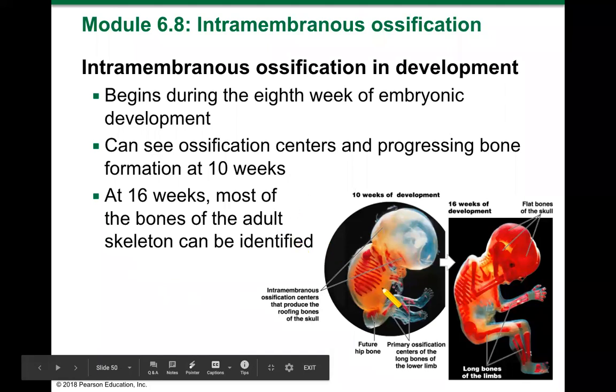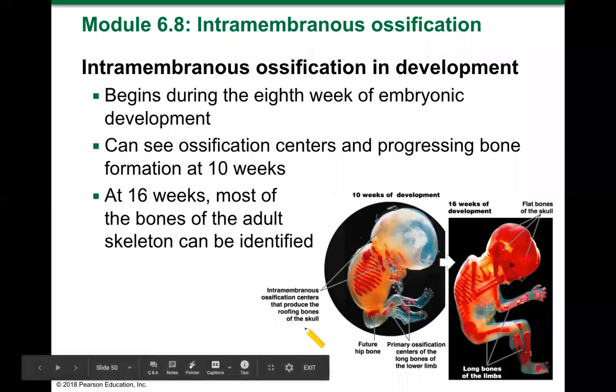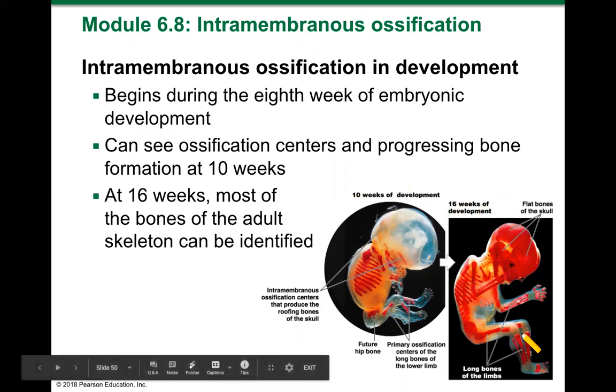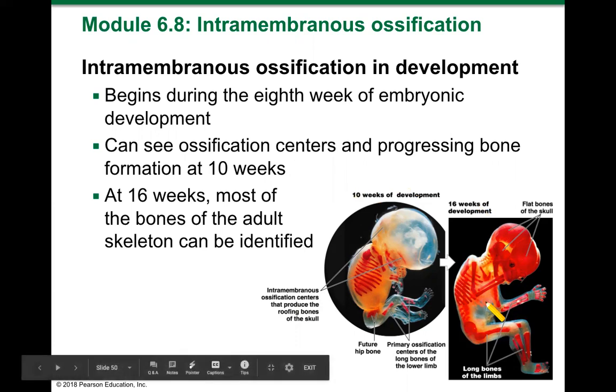So it's important that you see that intramembranous ossification is going to produce some of the bones of the skull here. And you can see that at 10 weeks. So then at 16 weeks, you can identify most of these bones. And so then you have the endochondral ossification really taking over, where you have the lengthening of bones.